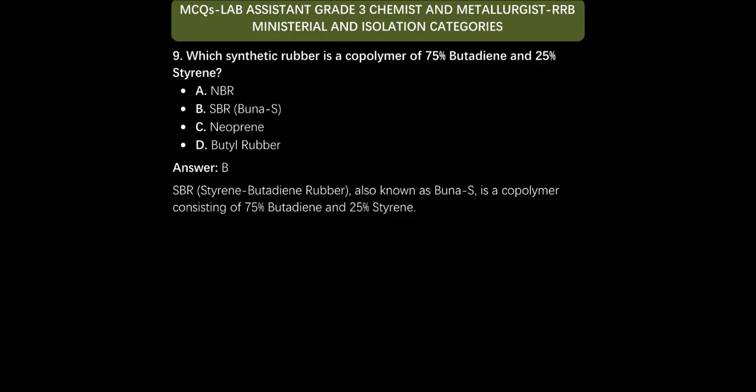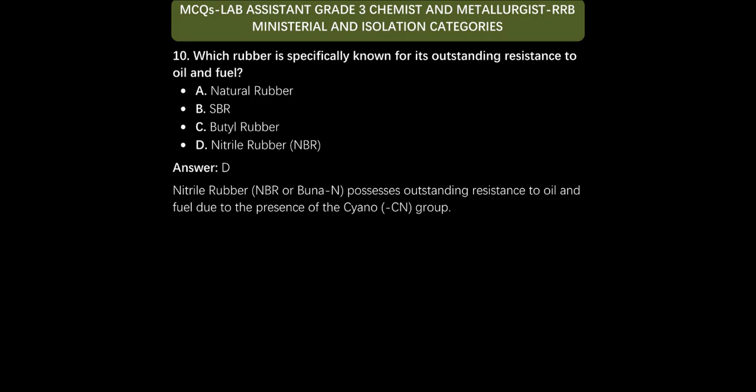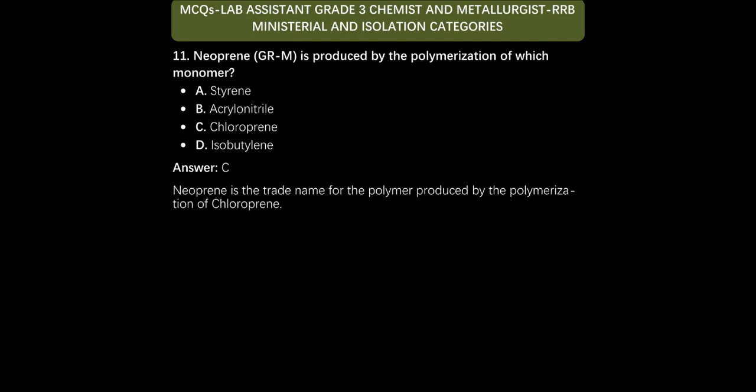Which synthetic rubber is a copolymer of 75 butadiene and 25 styrene? Option B, SBR, Buna S. Which rubber is specifically known for its outstanding resistance to oil and fuel? Option D, nitrile rubber. Neoprene (GRM) is produced by the polymerization of which monomer?